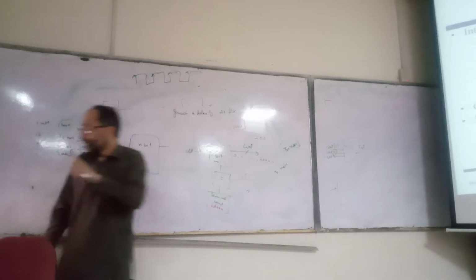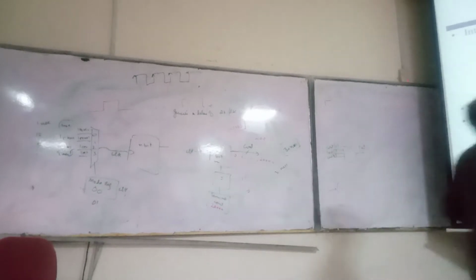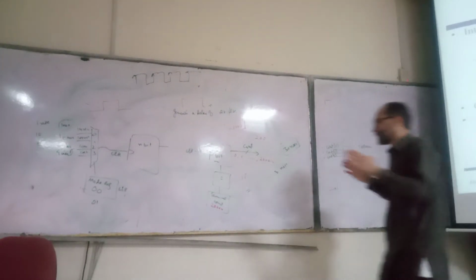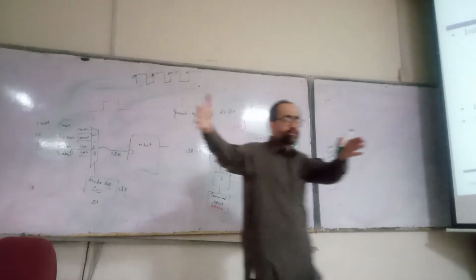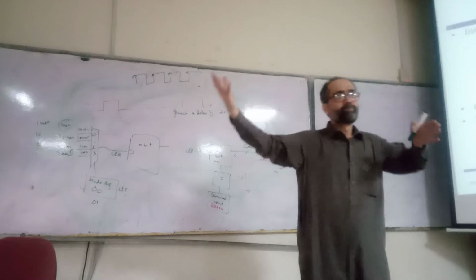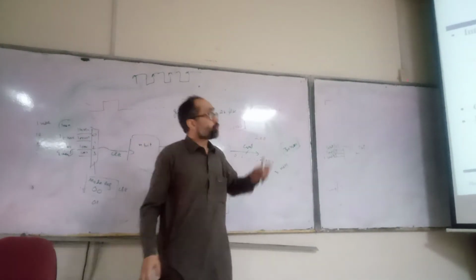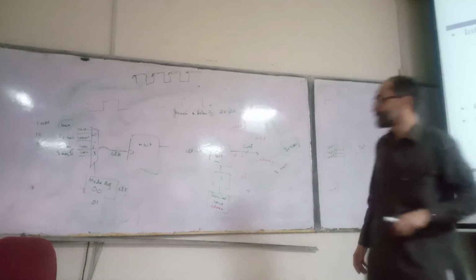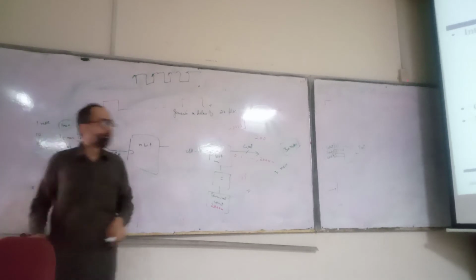Now, one option to increase the range is to use the terminal count. One option to increase the range is to use different clock frequencies and use a multiplexer and a mode register. There is also one other option to increase the range: the use of cascaded counters.